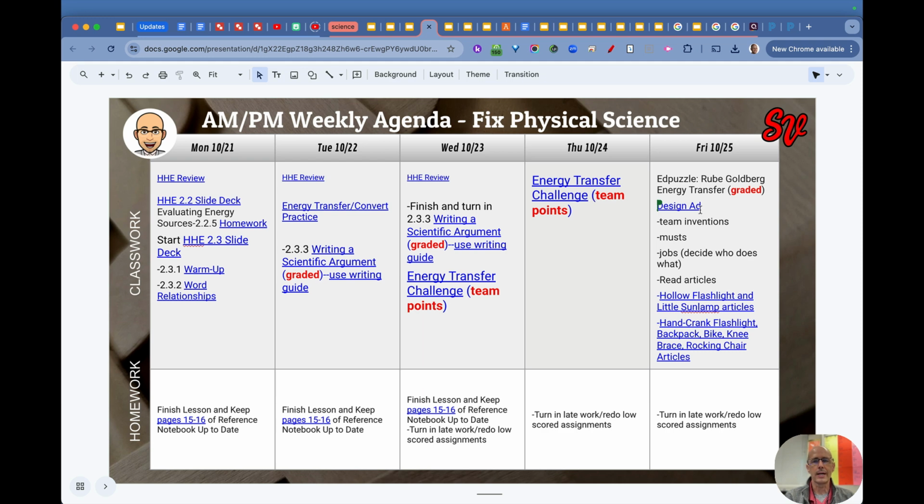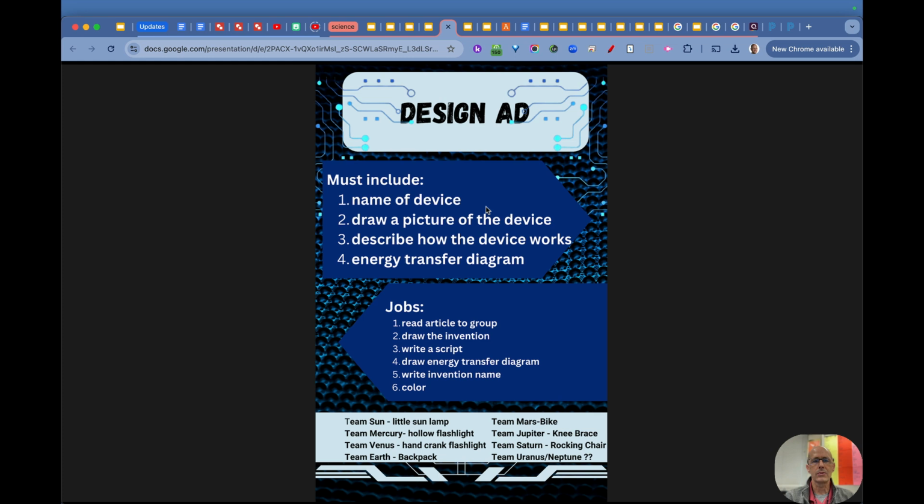And then we started the design ad. For the design ads, students have to include the name of the device in their ad, draw a picture of the device, describe how the device works, and have an energy transfer diagram. They had these various jobs that they could split amongst themselves, and for each team, they had to name a device that they had to do research on.